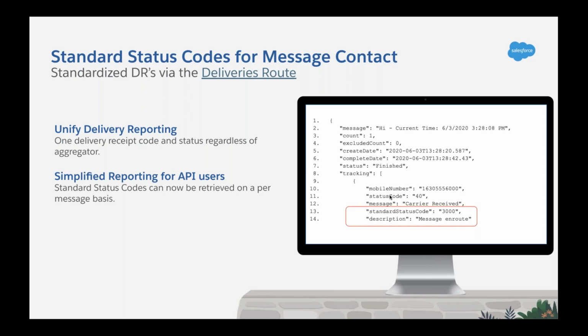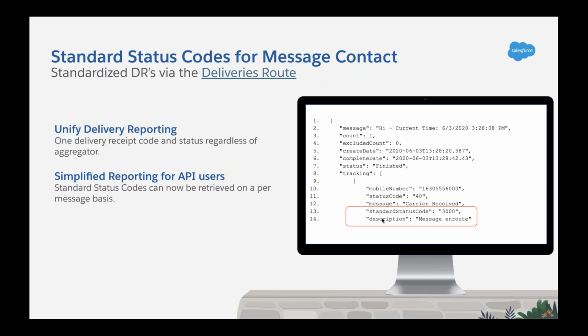So we can't get rid of these just because we do have some customers who've built workarounds and or may have had pre-existing relationships with some aggregators, so they know what they mean. But we are appending the standard status code and then also the description of the standard status code to that deliveries route on the API. And so the deliveries route will actually return every leg in the message that an individual mobile number has gone through. So if you want to programmatically pull back delivery statuses for triggered sends that you're sending out in real time, this will be the way to do it. And it will also be universal regardless of where you're sending in the world.